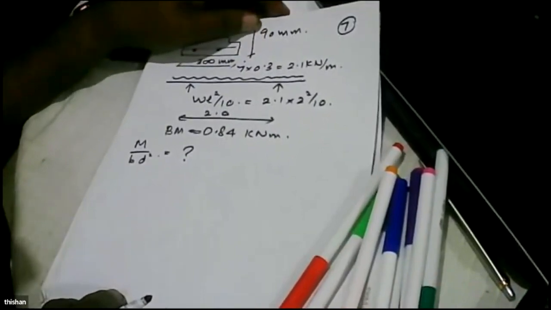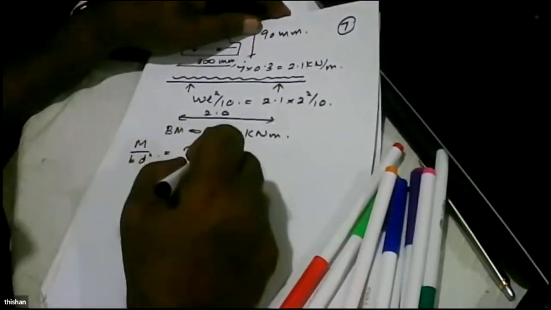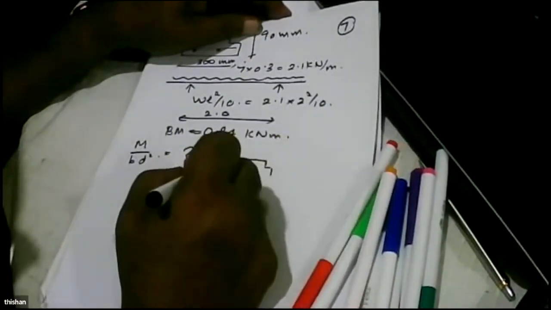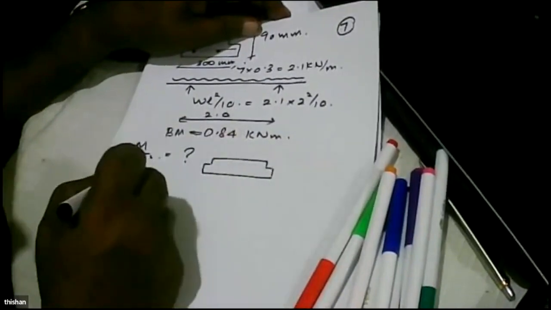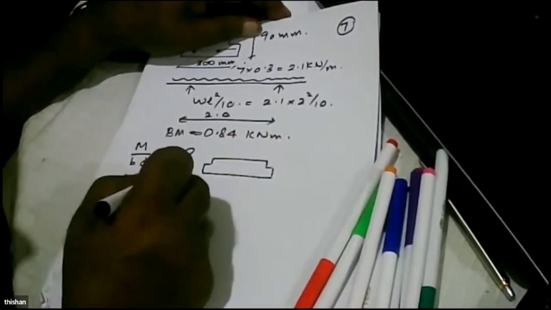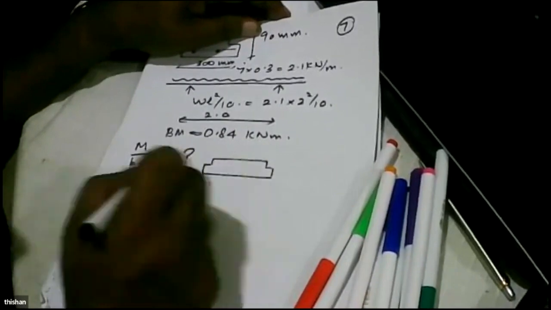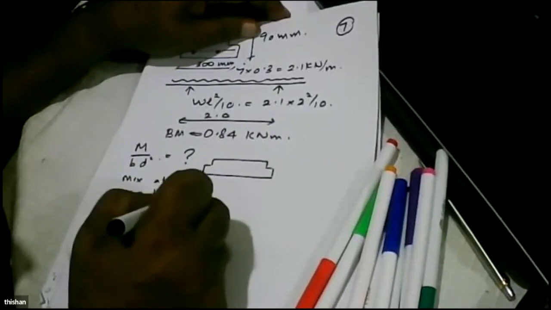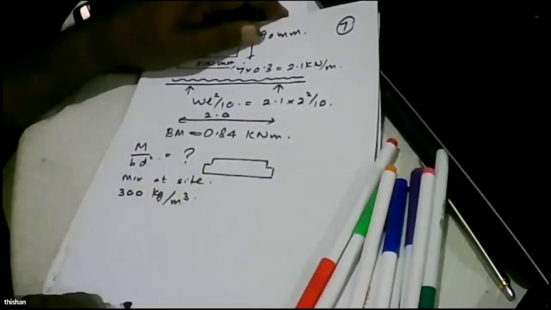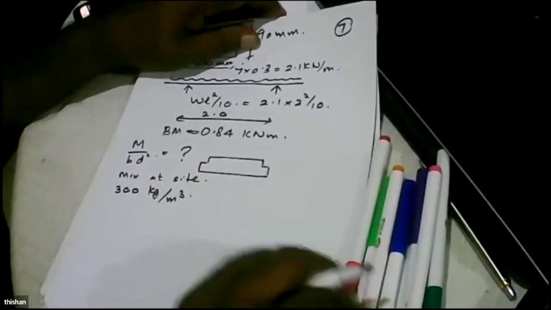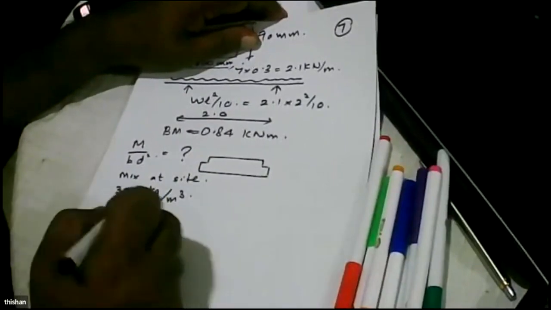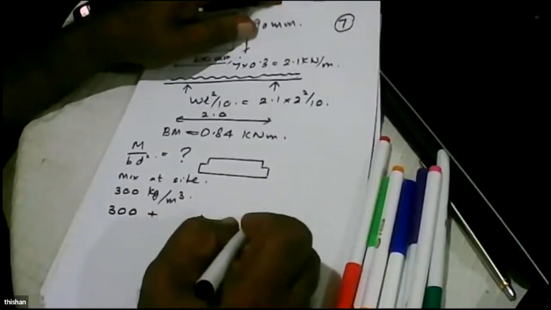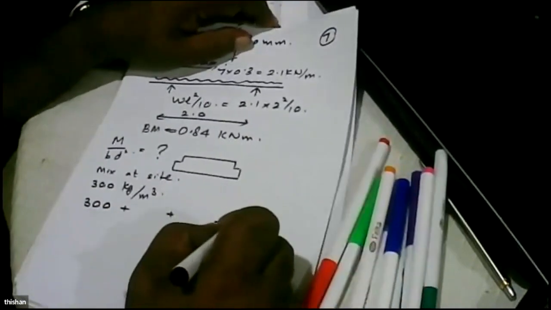Okay. Now we are precasting this element. We can mix concrete at site. And let's say we are using 300 kilograms per meter cube. So the mix will be 300 plus X plus Y plus water equals 2500.